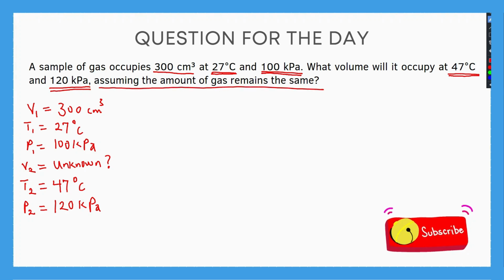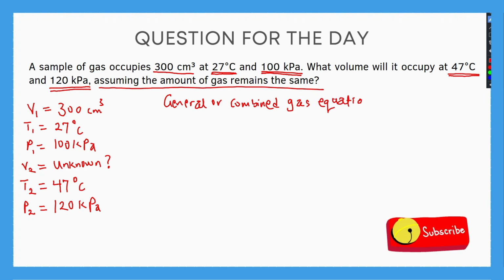So at this point, now that we have all our variables, the next question to ask is, is there any formula that relates all these things together? Yes, there is, and that is the general or the combined gas equation. This is the equation that combines Boyle's law and Charles' law, and that equation says P1 V1 all over T1 is equal to P2 V2 all over T2. So now let's go ahead and input our variables and solve this question.